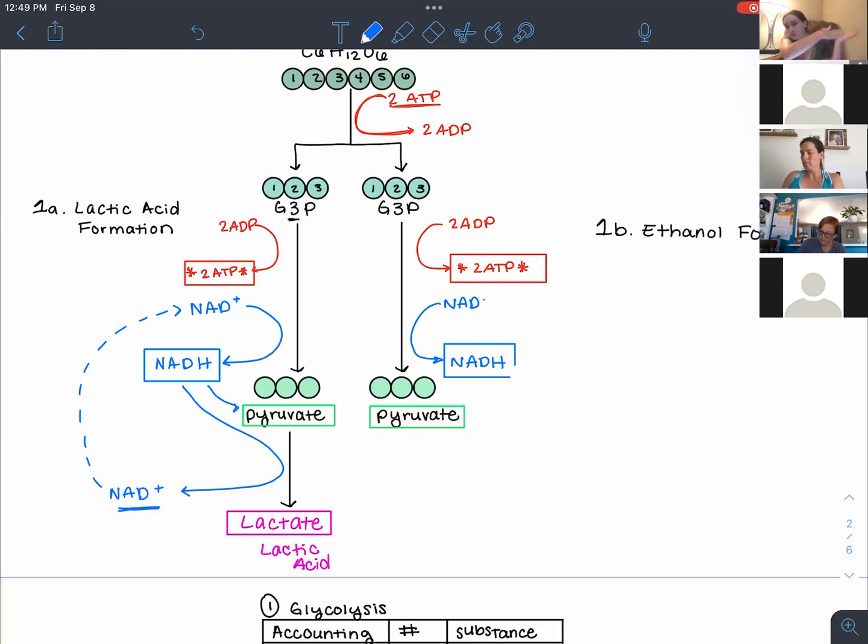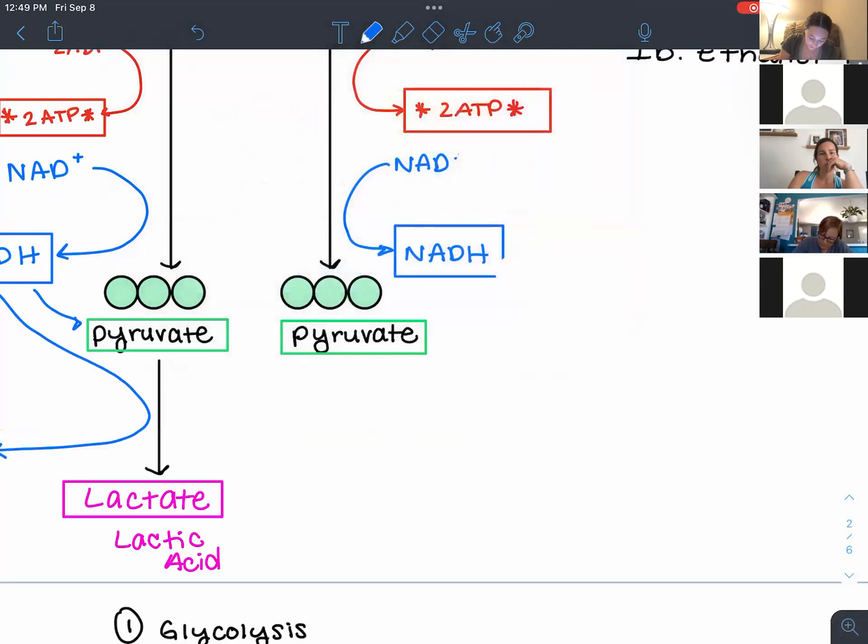So the other option, if we don't make lactic acid, what are we going to make instead? Ethanol. Okay. And this is a two-step process. And there's one more product we have in ethanol formation than we do in lactic acid formation. So again, we have this high energy electron carrier, and we need to find a way to convert it back to NAD plus, right? So where are we going to put our electron? Pyruvate? Yep, we're going to give it to pyruvate.